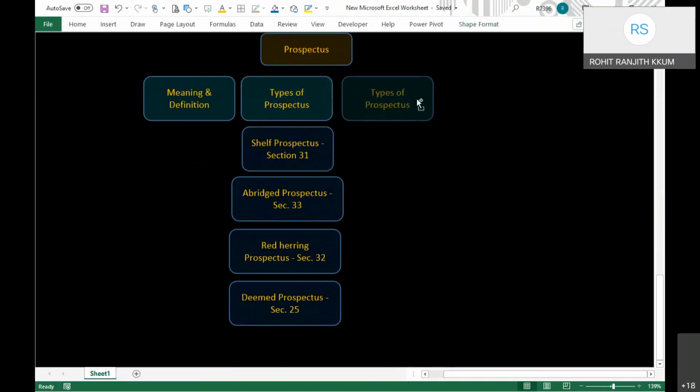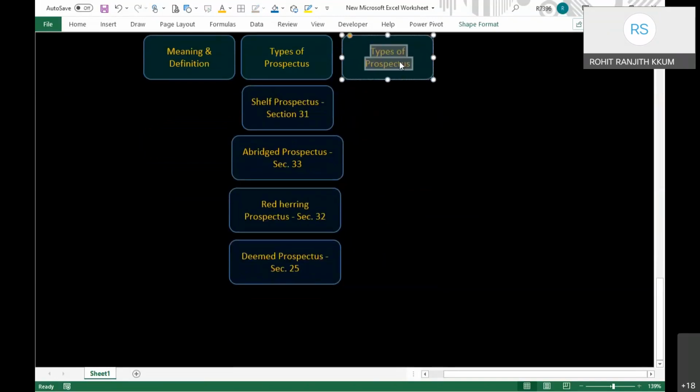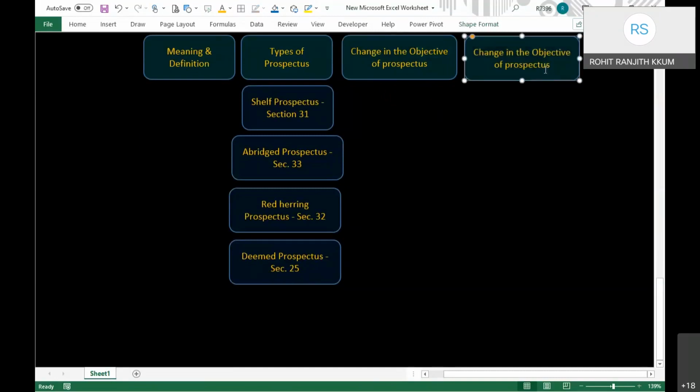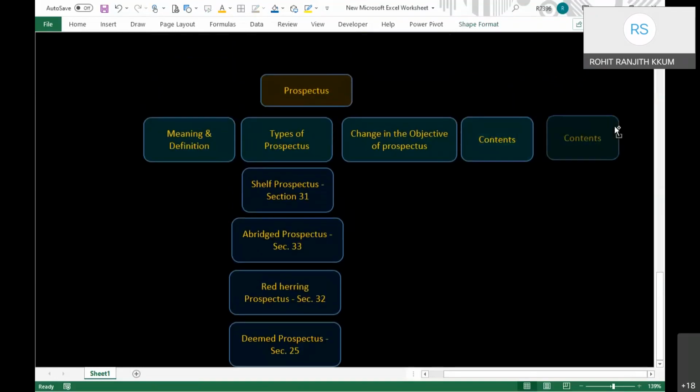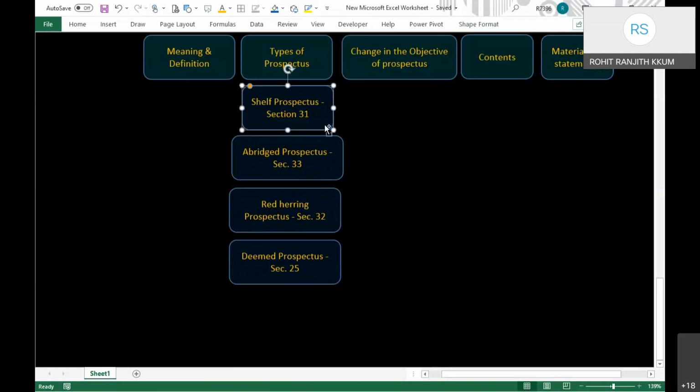All right. After then you write down here, change in the objective of prospectus. After then, different contents of prospectus. After that, material misstatement in prospectus. In material misstatement, we have, write down meaning of material misstatement.